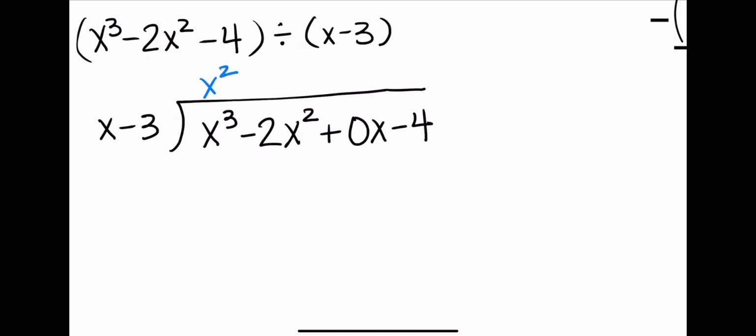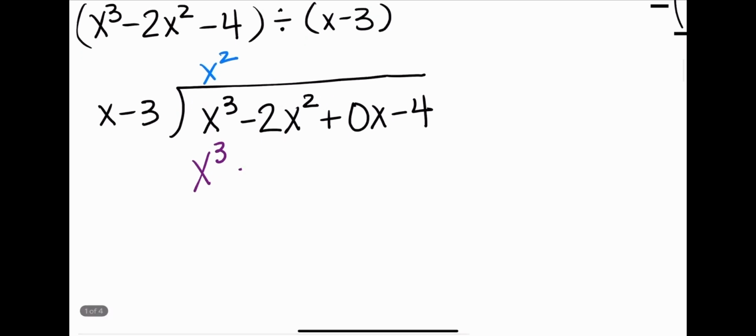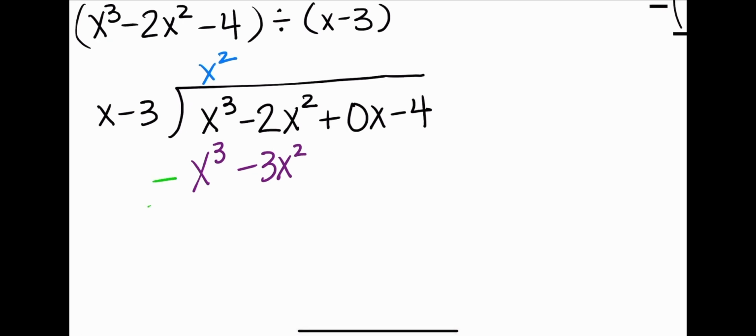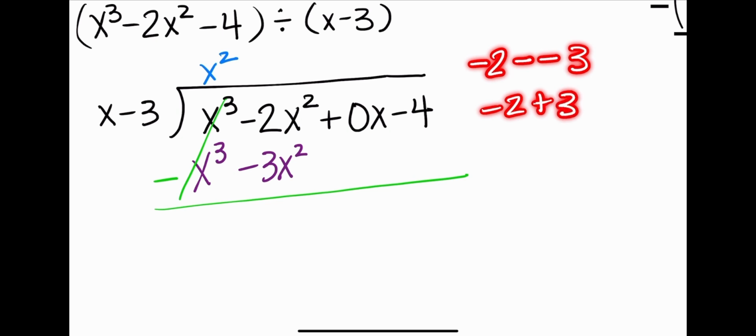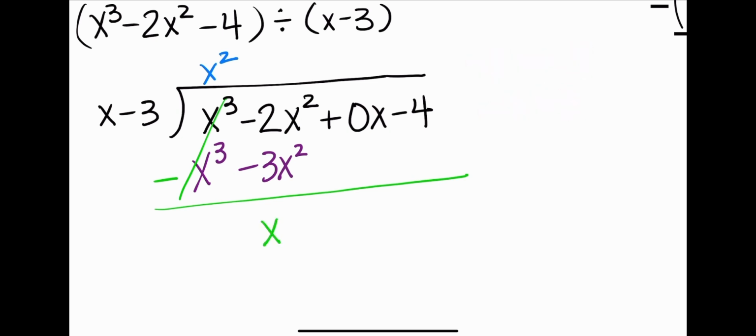Step 2, multiply. Multiply x squared times x, and then x squared times negative 3. X squared times x is x to the third power. X squared times negative 3 is negative 3x squared. Time to subtract. When subtracting, the x to the third power is going to cancel out. And then we have negative 2 minus negative 3. So that's negative 2 plus 3, which is 1x squared.